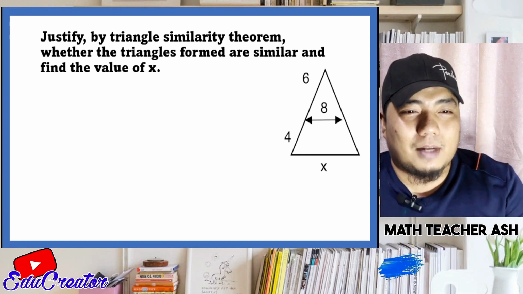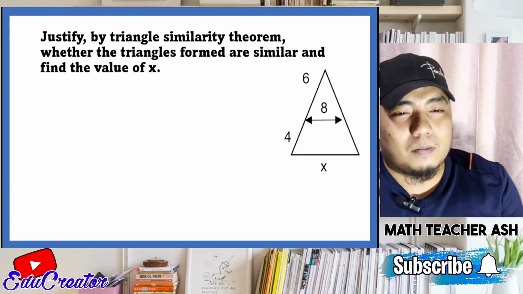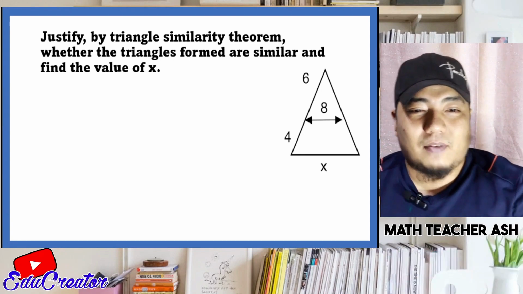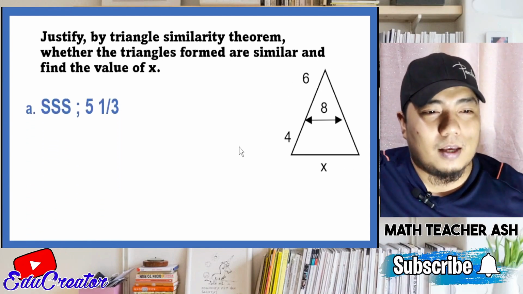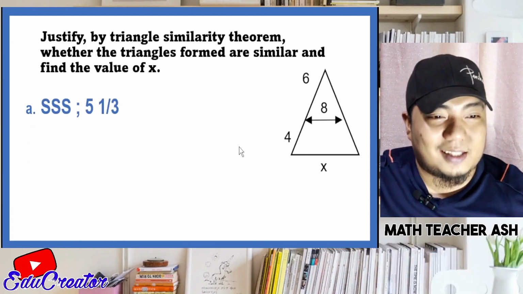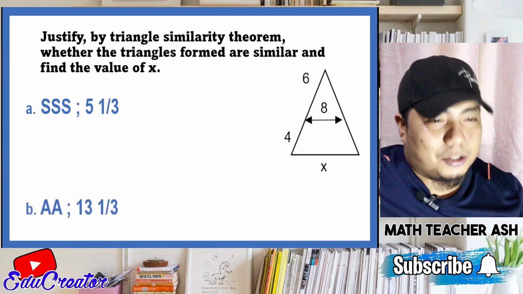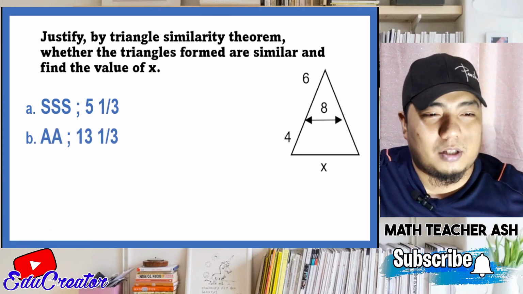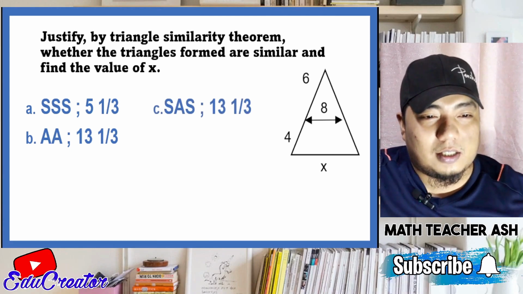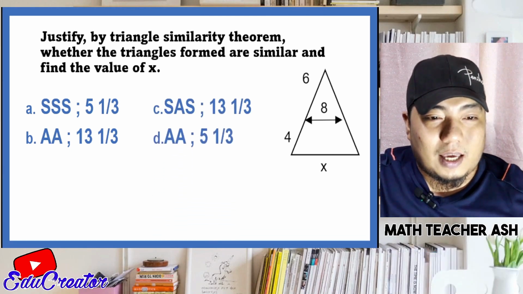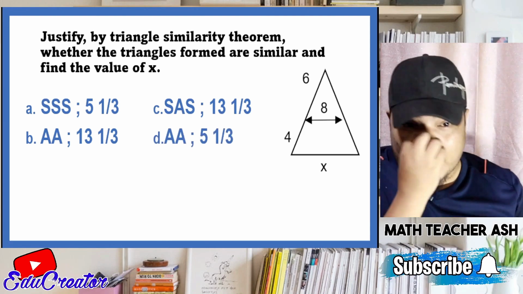Justify by triangle similarity theorem whether the triangles formed are similar and find the value of x. So this is the given diagram. Is it A, SSS 5 and 1/3? Is it B, AA 13 and 1/3? Is it C, SAS 13 and 1/3? Is it D, AA 5 and 1/3?